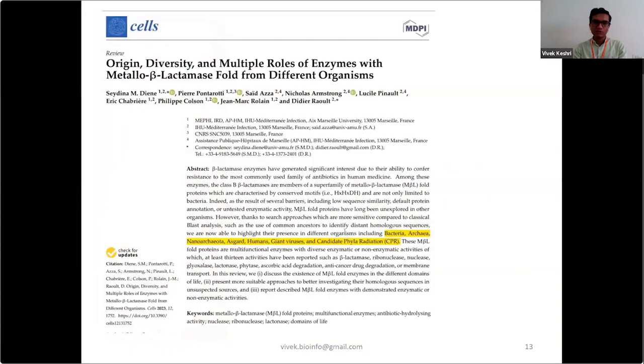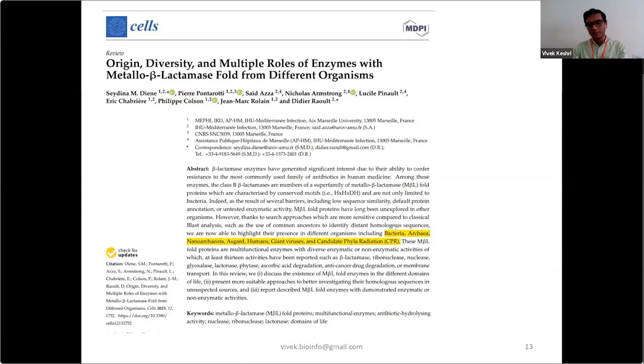Now I'm going to share one recent publication from Didier Raoult and Jean-Marc Rolland's group, with a major contribution from Pierre Pontarotti. And this is the recent publication. In this paper, the authors clearly mention that beta-lactamase, especially the metallo-beta-lactamase enzyme, is more diverse than previously understood in the scientific community.